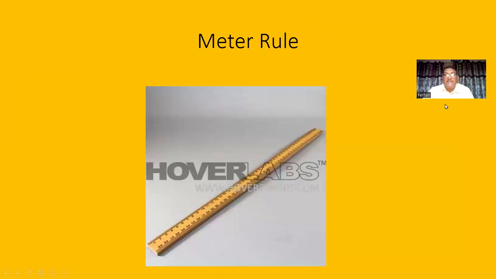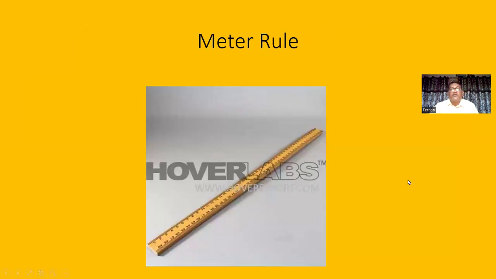Okay, then we have this meter rule. This is the big meter rule, which is 100 centimeter long. And this is normally in our physics lab. This is made of wood. Maybe some other materials are also used. We frequently use these meter rules to measure distances, and they are also used when we put a pivot under them, and we hang masses on both the sides to find out the moment. To prove the principle of moments, we use this meter rule.